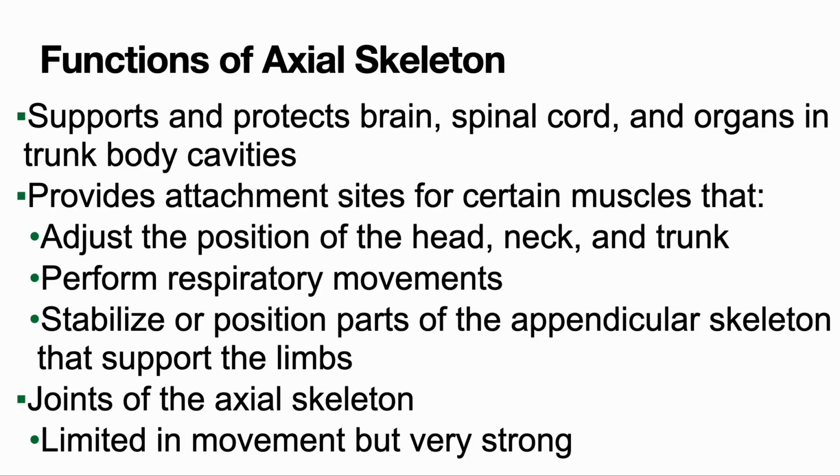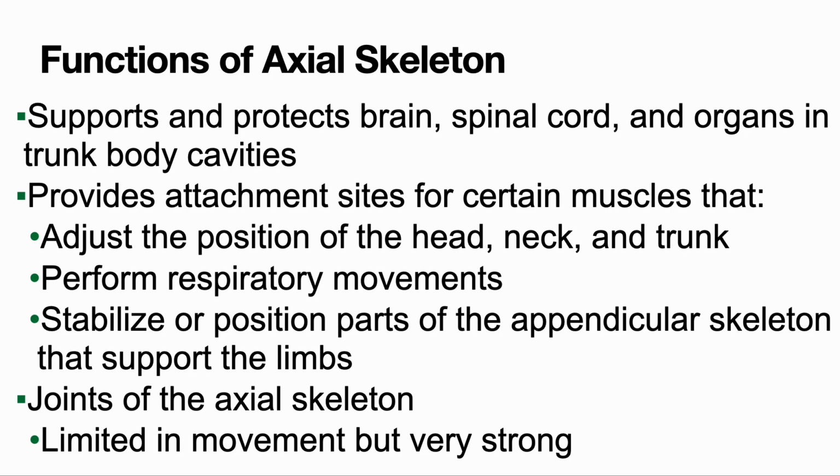So the functions of the axial skeleton are to support and protect the brain, the spinal cord, and the organs in the trunk. So if you think about how the bones are shaped, it makes sense, right? Because they literally encase the brain in solid bone. That is how important the brain is. The spinal cord is also almost fully encased. And then within the thoracic cage, it's not solid bone, but you have this nice cage that surrounds the heart and the lungs to protect them.